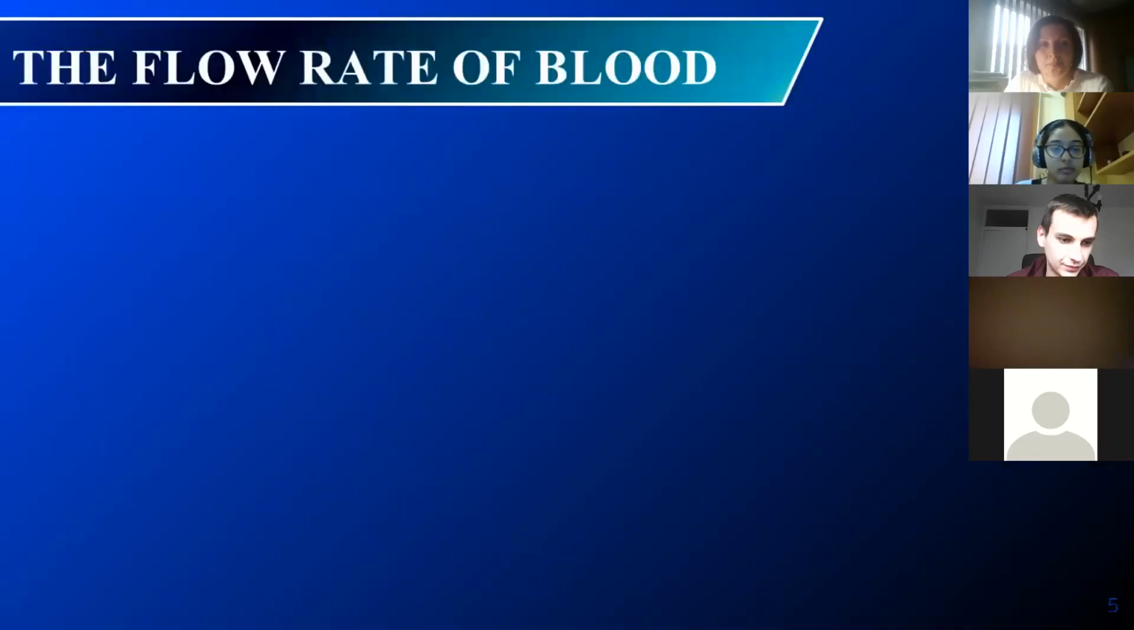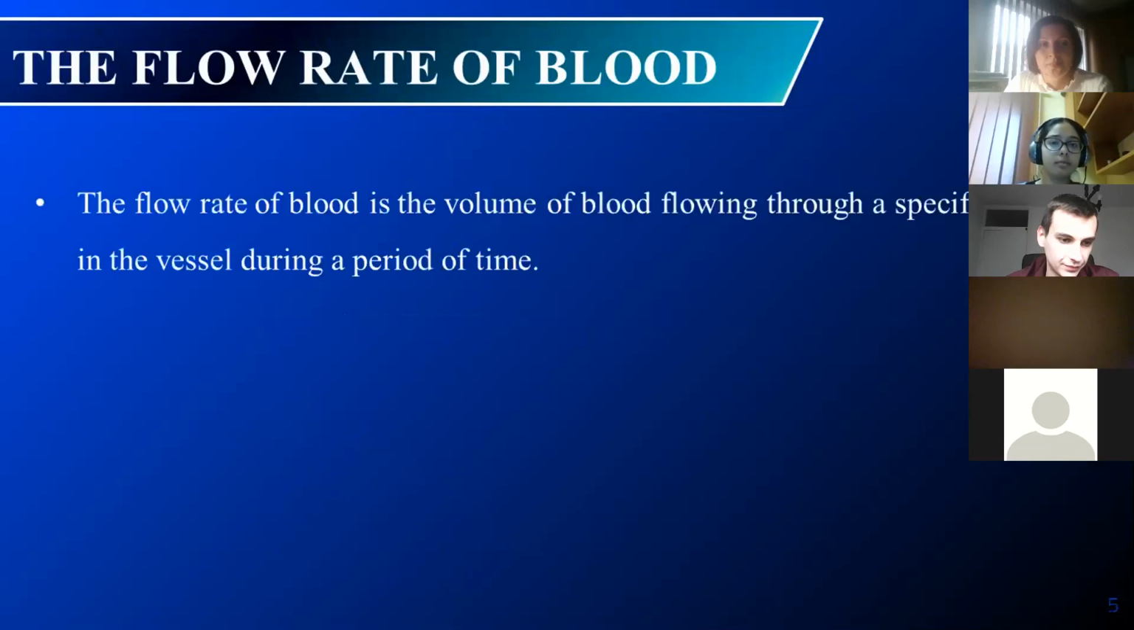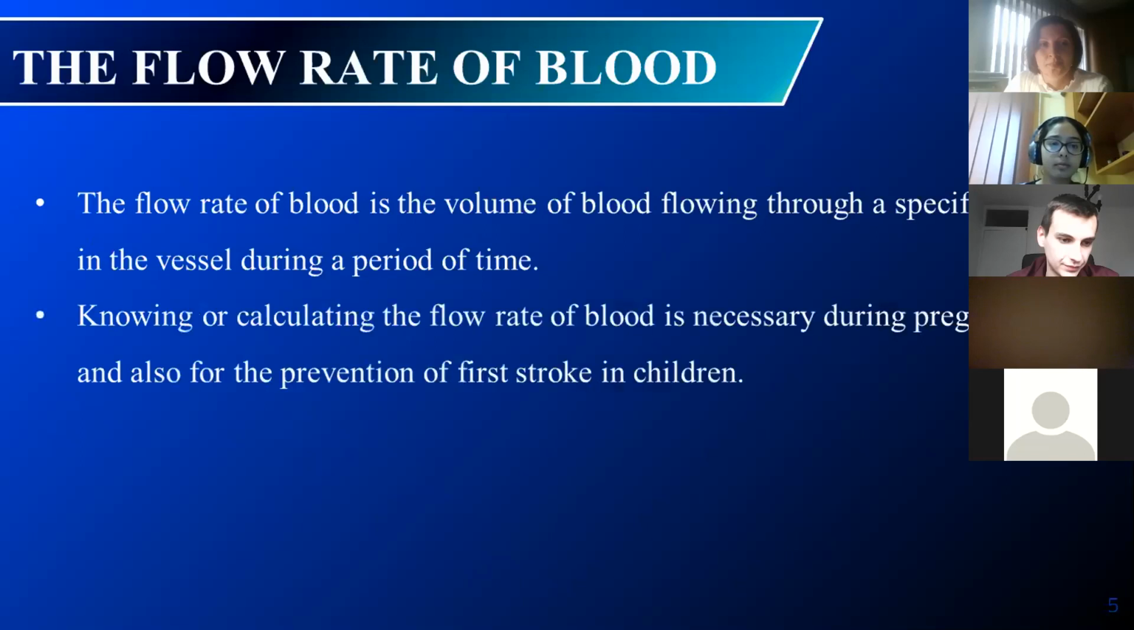Here, I'll give a brief idea about what the flow rate of blood is. The flow rate of blood is the volume of blood flowing through a specific area in the vessel during a period of time. It is also called blood flow velocity. Knowing or calculating the flow rate of blood is necessary during pregnancy and also for the prevention of first stroke in children. The flow rate of blood should be normal in everyone's body.